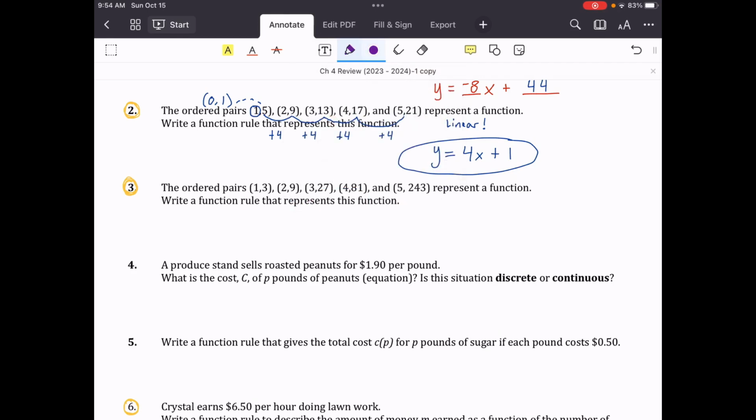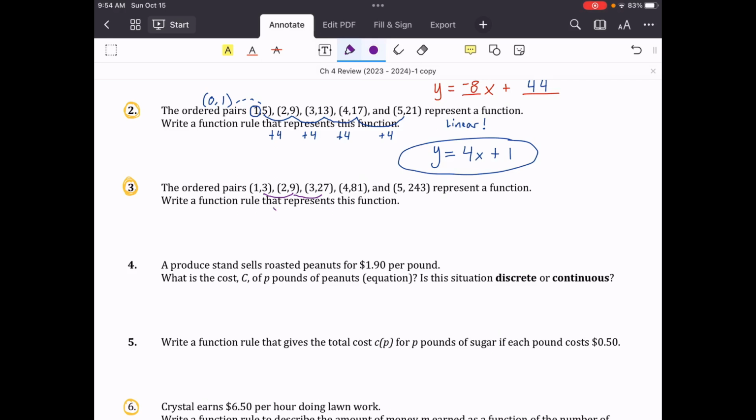Question 3, same idea. You've got ordered pairs of (1, 3), (2, 9), (3, 27), (4, 81), (5, 243). As we go through, we see they're adding 6, but then they're adding something that's not 6. So this doesn't seem to be linear. They're not adding the same thing. So let's double back and think about multiplication.